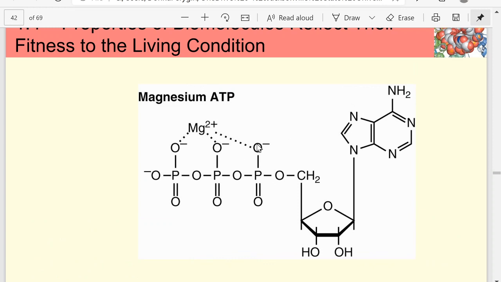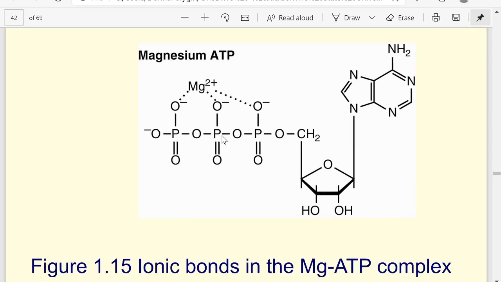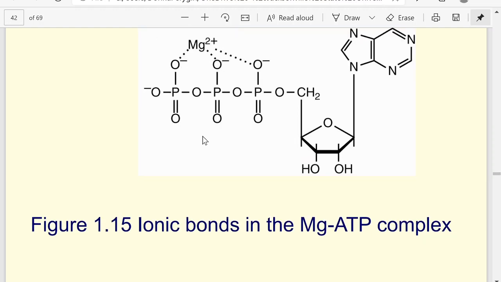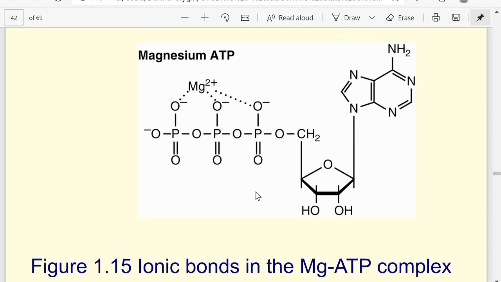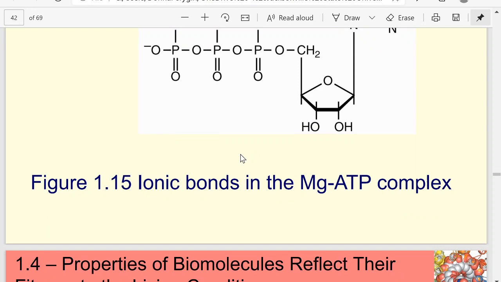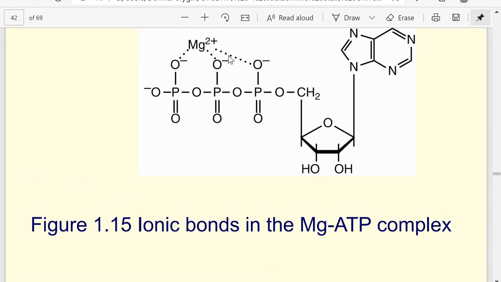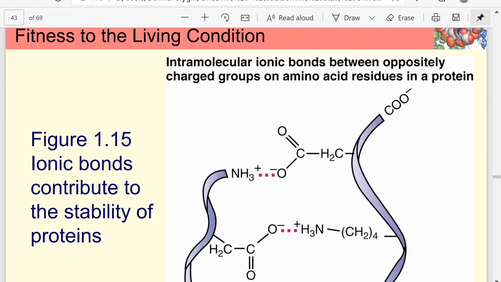All right, so here we see ionic interactions, with magnesium interacting with ATP in this magnesium ATP complex, which we'll talk about later on in this course. And so this is an example of an ionic type intermolecular interaction. So it's not a covalent bond. The magnesium is not covalently bonded here. This is an ionic interaction.